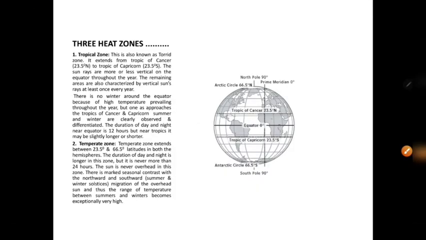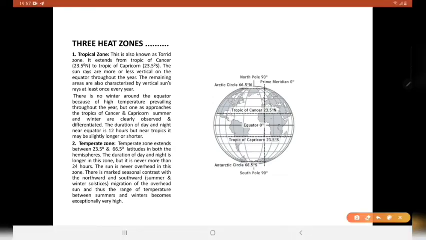The whole earth is divided into three distinct temperature or climatic zones based on these latitudes. And these zones are, the first one is the tropical zone. This is also known as the torrid zone.